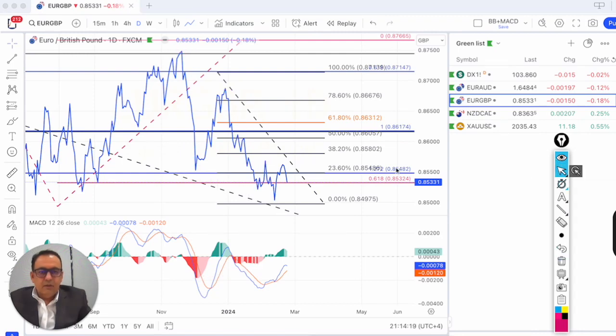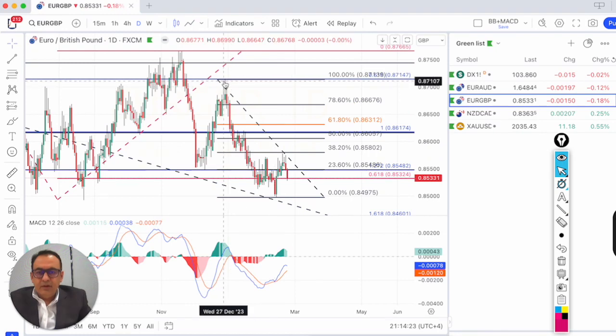So applying the Fibonacci retracement, starting from previous high until this low point, this currency pair has retraced precisely towards 38% and started moving downwards. So EURGBP looks bearish to me.